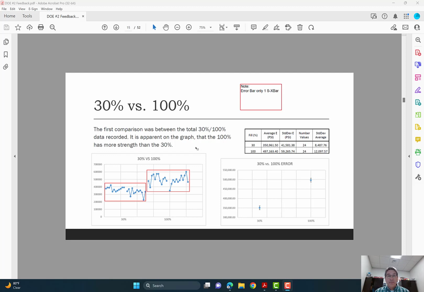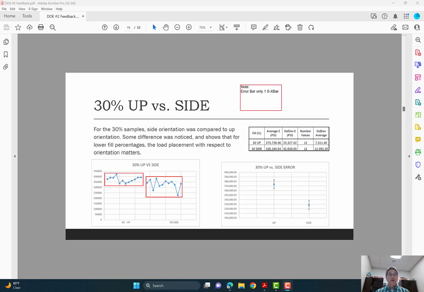And I did make a note on this. This example I grabbed, this person only did 1 standard deviation of error bars. That's not good. They should have done at least 2, probably 3. But the layout that they used is what I really wanted to show you in this. And so you see, here's where they did 30 side and up, same thing, but you see the layout. That way, all the information is there that I would want to see as an engineer.